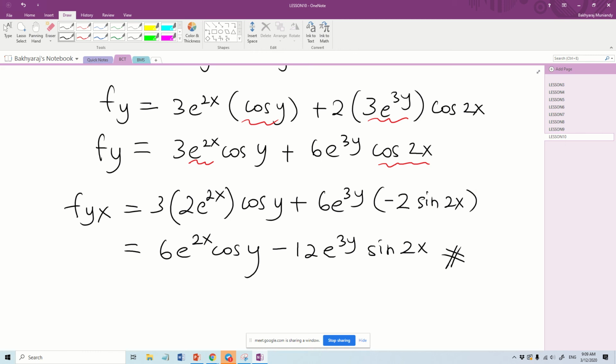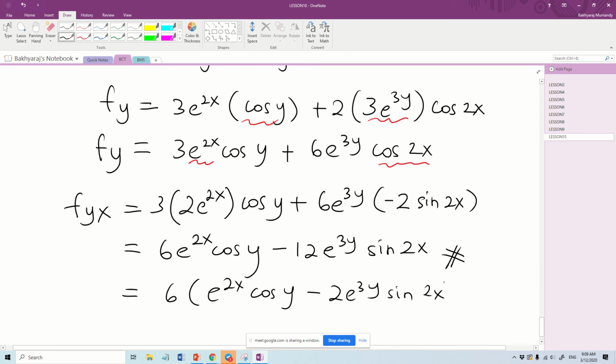Yeah, you can take 6 out, correct. You can take only 6. So exponent 2x cos y minus 2 exponent 3y sine 2x. Okay, correct. You can take only 6.